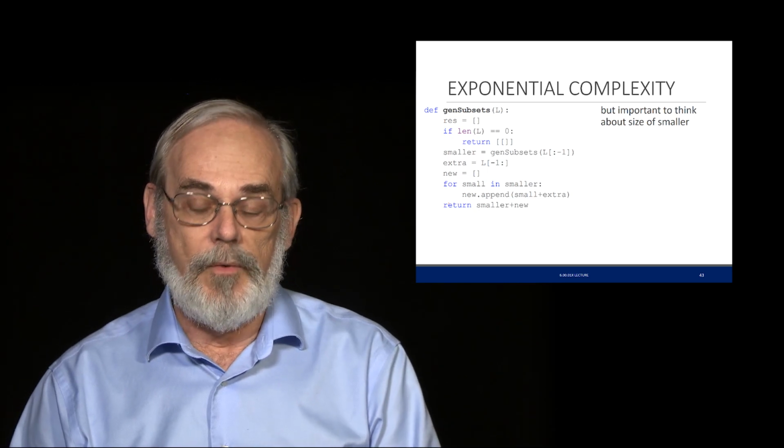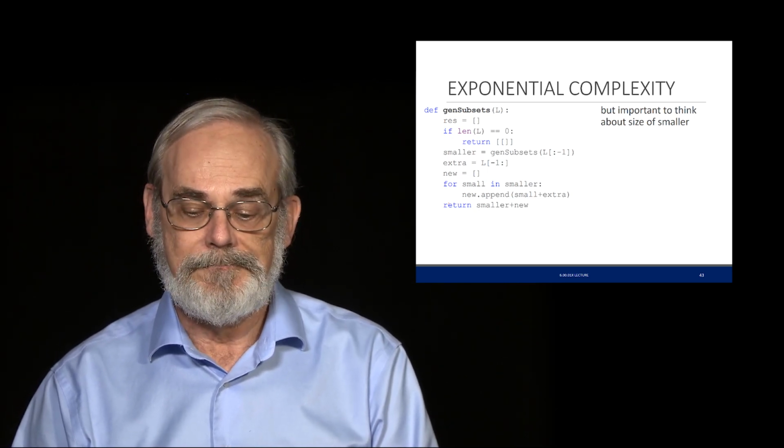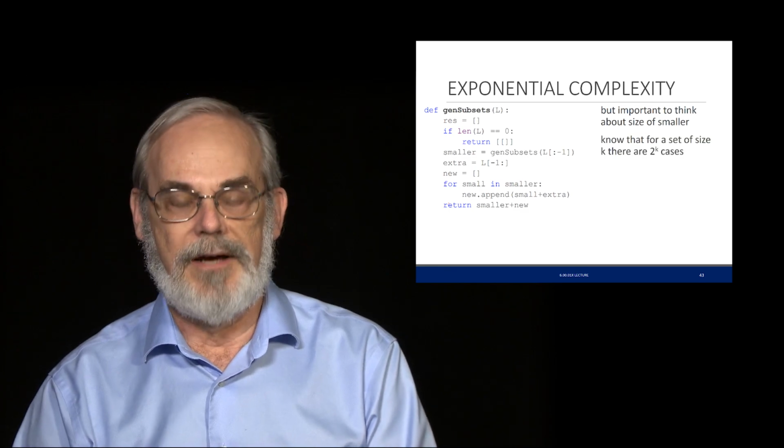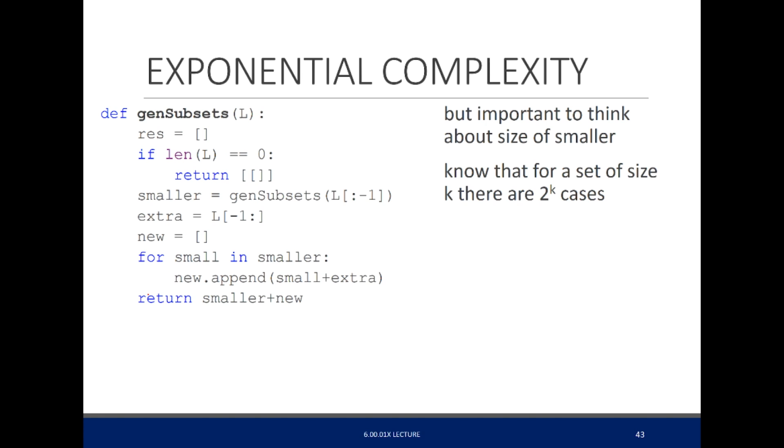Well, it's important to think about what's the size of the smaller problem. And there I can do a nice piece of analysis. Because I know that in order to solve this for a set of size k, there are 2 to the k possible cases. How do I get that? Well, if I've got k elements, say they're integers, for each integer I can decide, is this one in or not? So for every integer I've got a choice of 2. I've got k of them, so there are 2 to the k possible cases that could be generated as I solve the smaller problem.